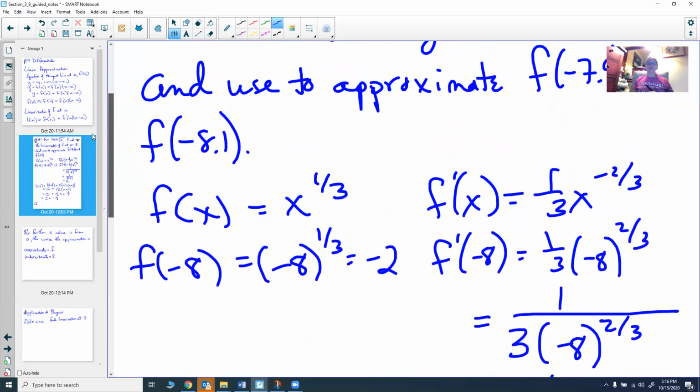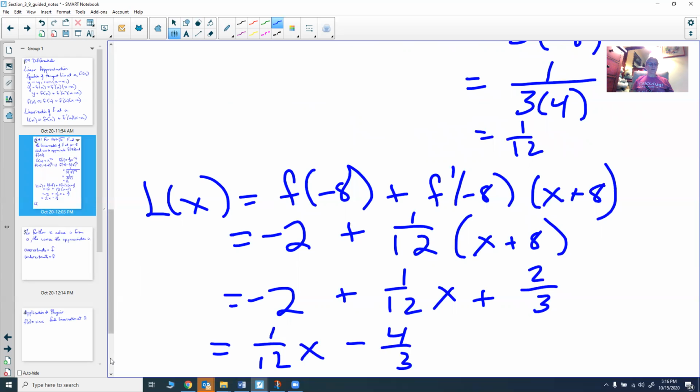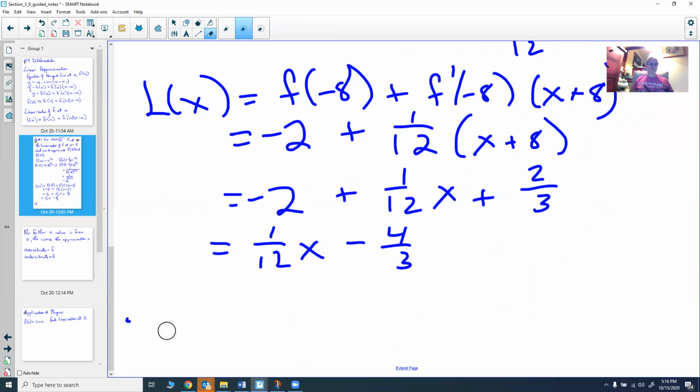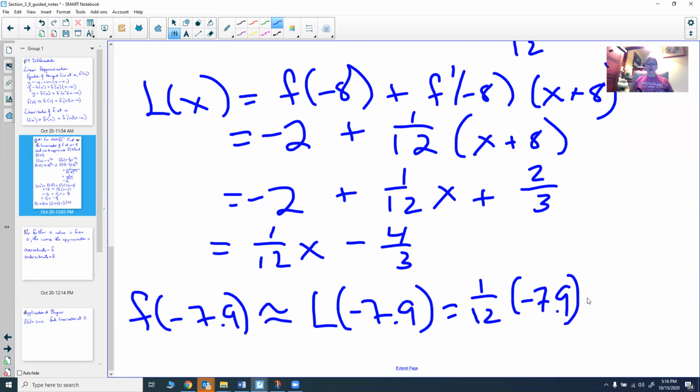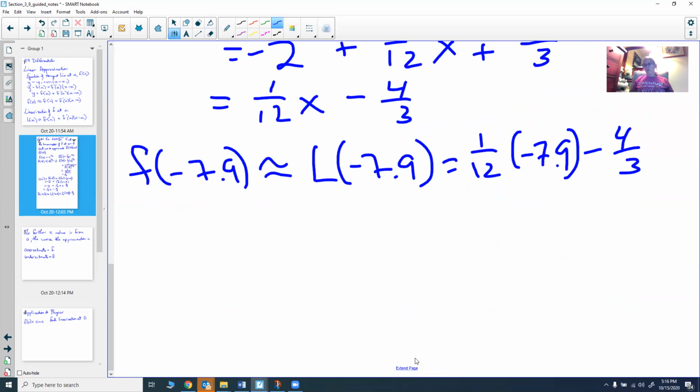And there's our linearization. And we can now use that to approximate different values. So like I wanted to approximate f of negative 7.9 and f of negative 8.1. So we want to find the approximation of f of negative 7.9, and that would be approximately equal to the linearization at negative 7.9. So that'd be 1/12 times negative 7.9 minus 4/3. You can actually figure out what this is without a calculator. You have the knowledge of doing that. I'm going to use my calculator only because of time. And we find out that that's approximately equal to negative 1.992.